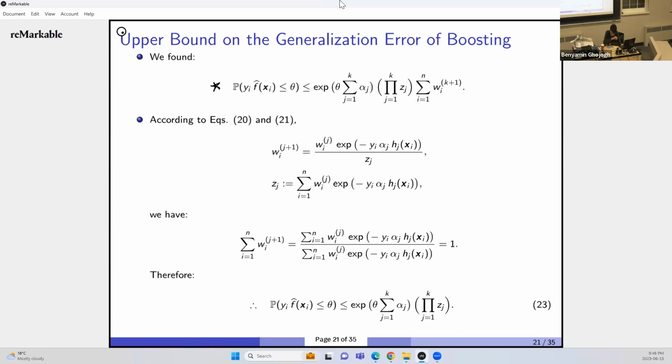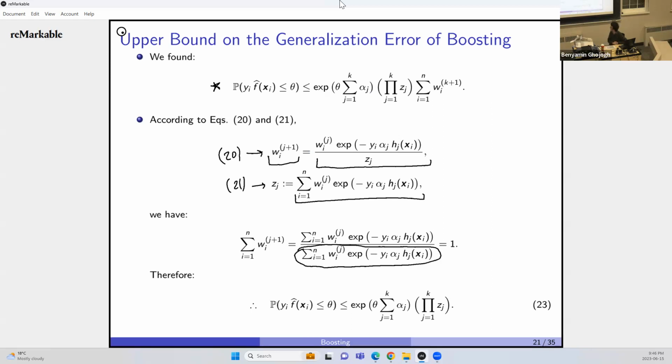I'm repeating what we found in the last slide here. I know it's a bit lengthy, but it will bloom. According to equations 20 and 21, I'm repeating equation 20. This is equation 20. This is 21. We found them already. We have this. So wi,j+1 was this, and the sum over j of zj in the denominator was this. So I'm replacing zj with its expression. This summation also comes because of this summation. Okay.